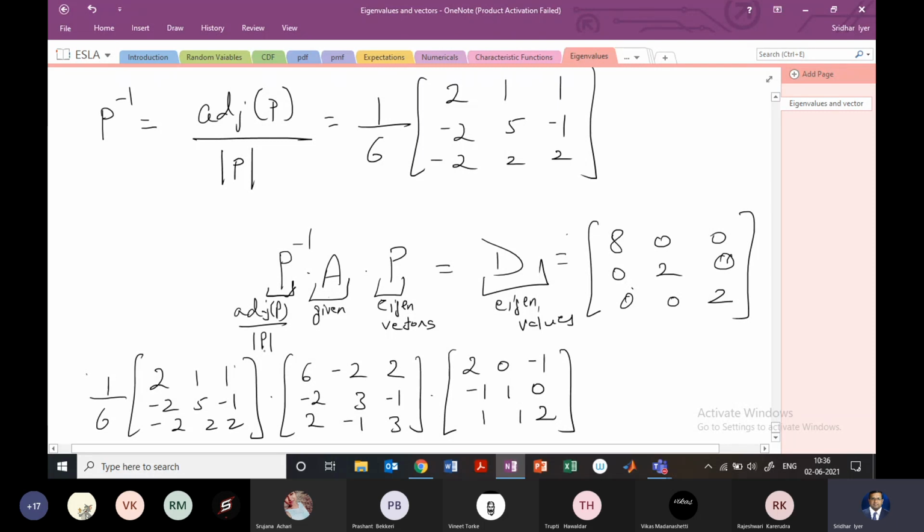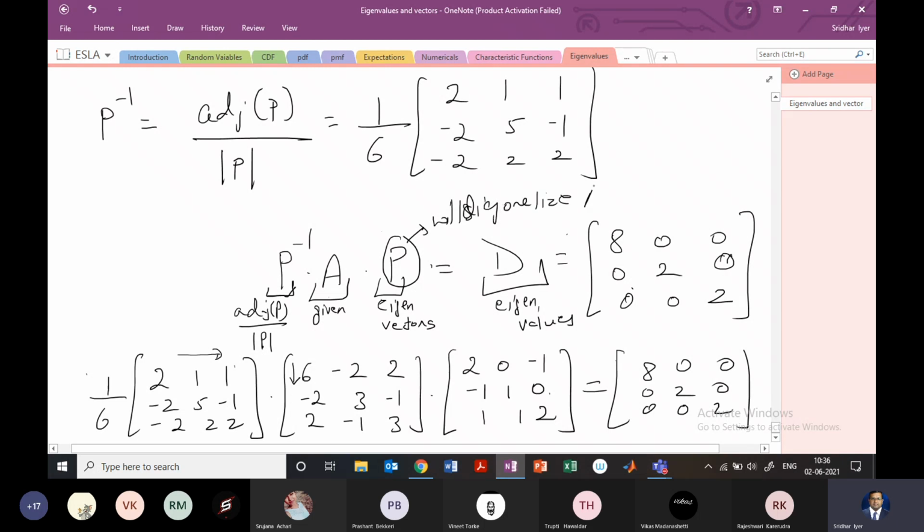So how are you going to multiply this? You multiply the rows with the columns. So this is the row and that is the column. That's how we are going to multiply, element by element. And if this answer turns out to be D, that is 8 0 0, 0 2 0, 0 0 2, then we can say that this matrix P will diagonalize A. If it is not so, then it is not going to be able to diagonalize, right? So that's how we solve for the diagonalization.